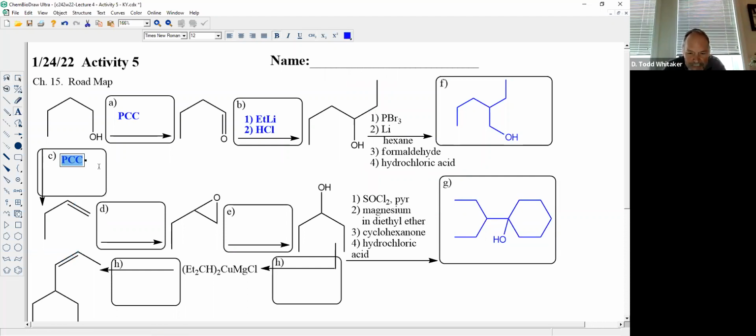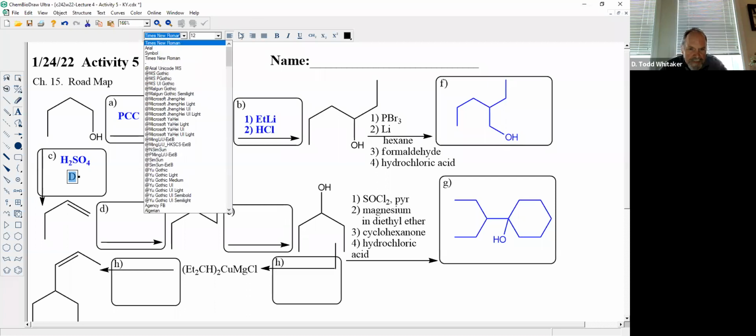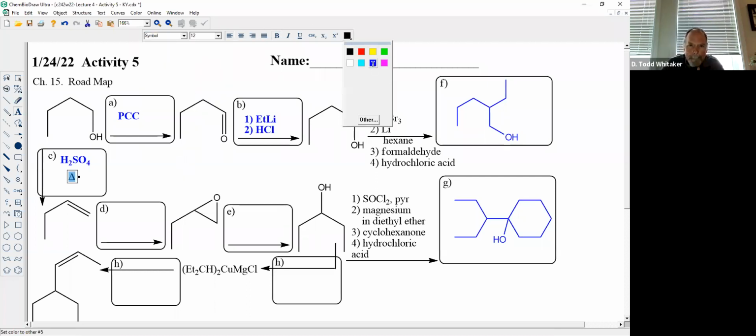H2SO4 and heat. Heat, capital D, convert to symbol font. Made an alkene. Acid catalyzed dehydration of alcohols. Chapter 10, I believe 10.5. Don't quote me, so you verify.